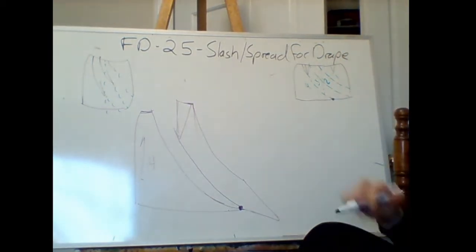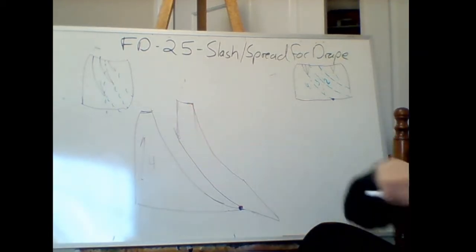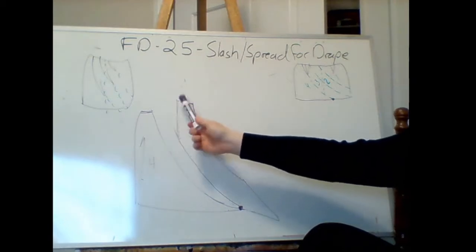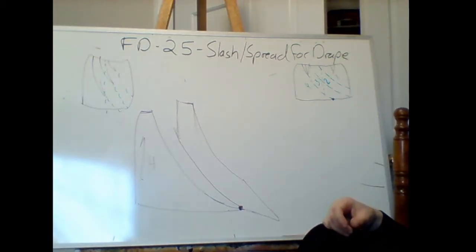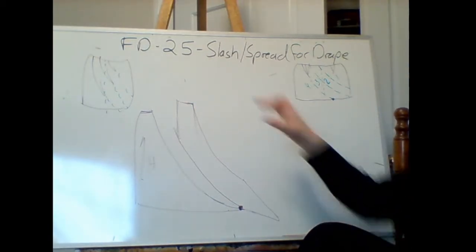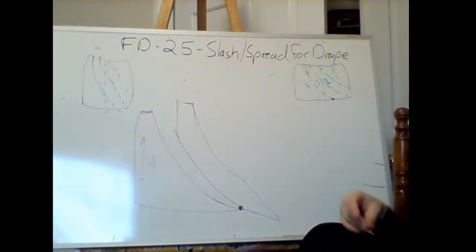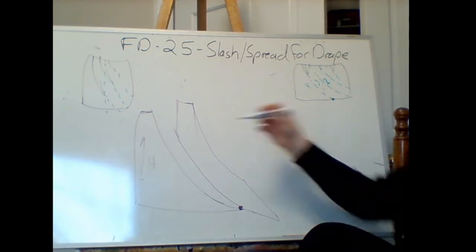So we'll just close that dart. There's dart leg closed, so I don't need it anymore. So we've gotten rid of that. Now it's still sort of in there when we create that tuck, so we haven't lost it. It's still there, contributing to our fit, just in a different way. Okay, so that's our piece number three.